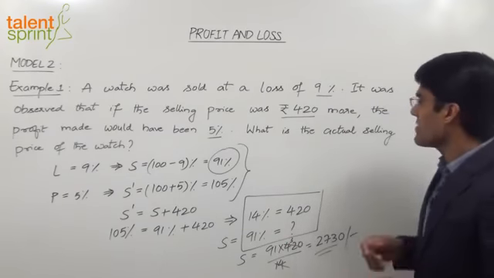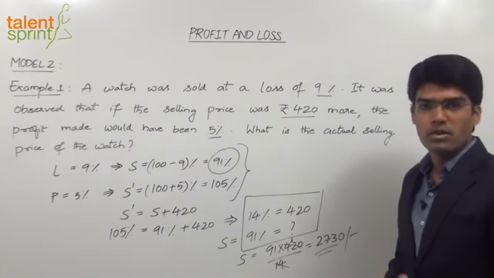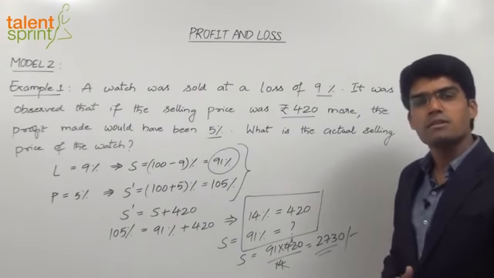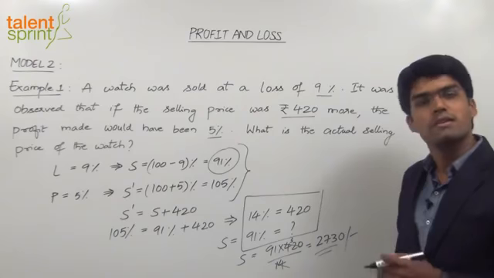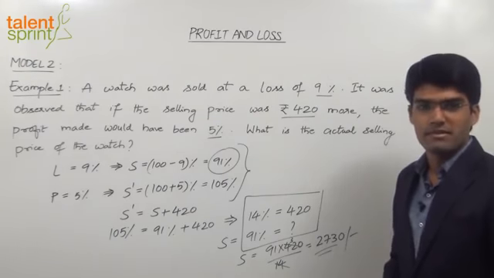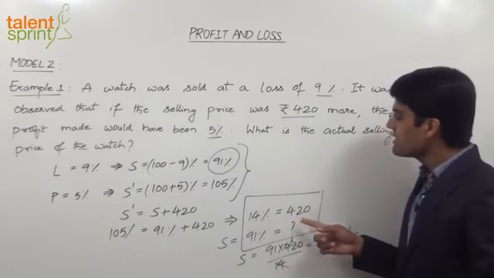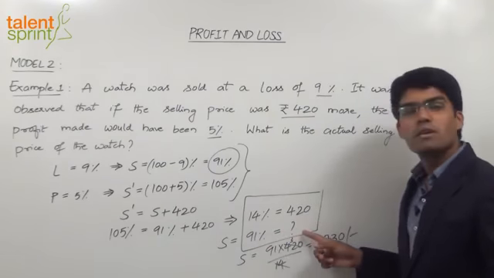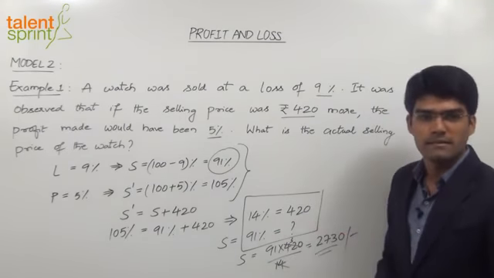Similarly, sometimes instead of asking what is the original selling price of the watch, the question may say what is the cost price of the watch. And we know that cost price should always be taken as 100%. So we can say that if 14% is 420, 100% should be equal to what? And cross multiply to get the answer.